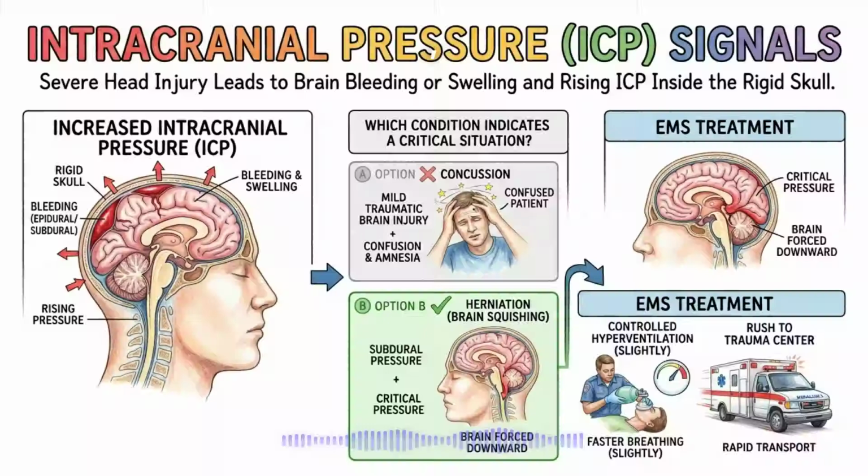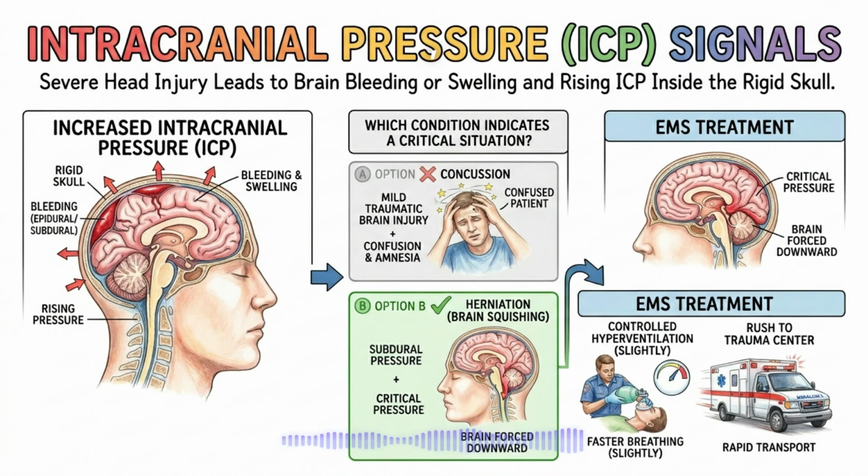Head injuries are terrifying because the brain is trapped inside a rigid skull with absolutely no room to expand if it begins to bleed or swell. A concussion is a mild traumatic brain injury that causes a temporary loss of brain function, often resulting in confusion or amnesia of the event.